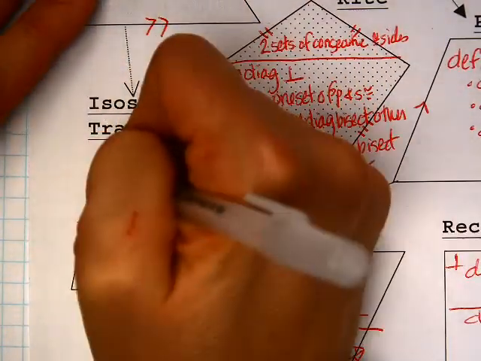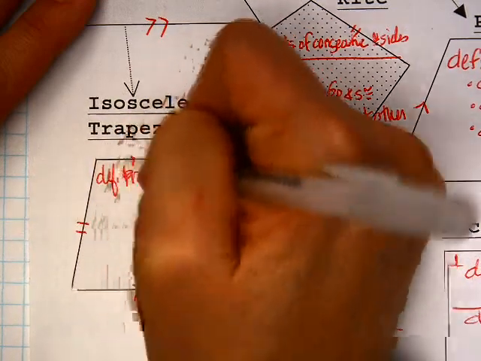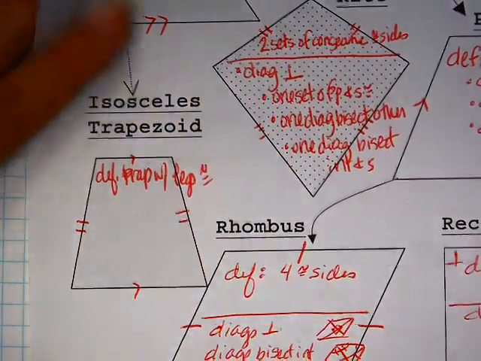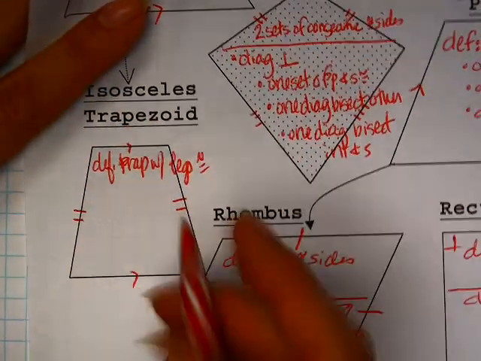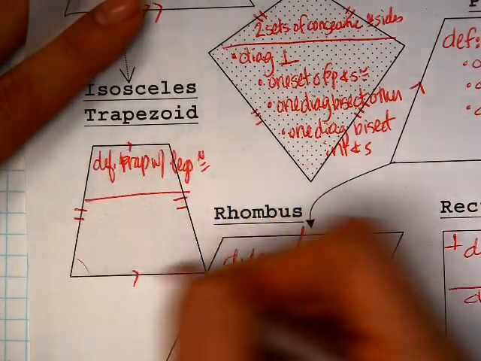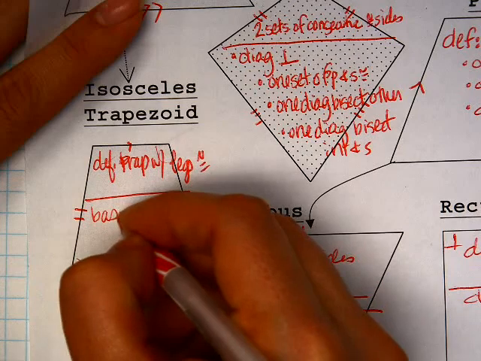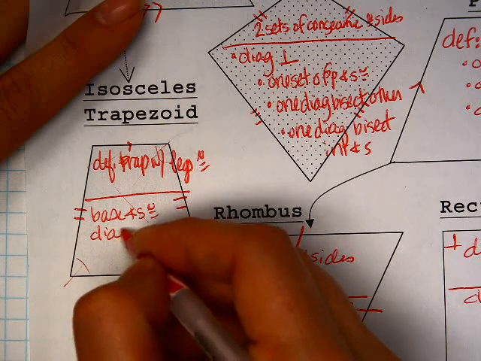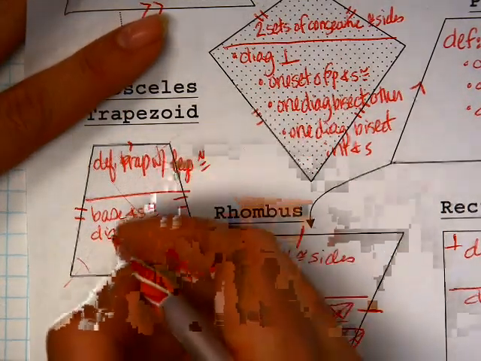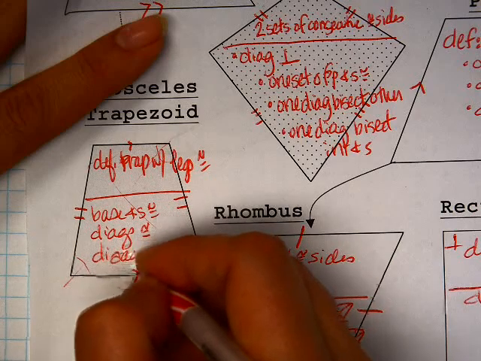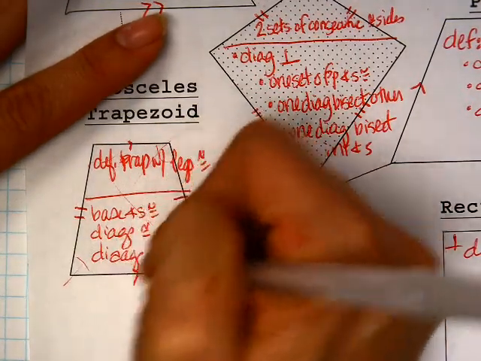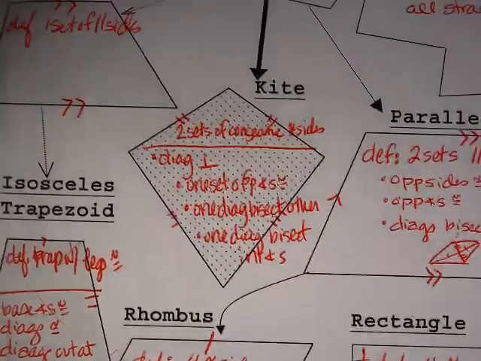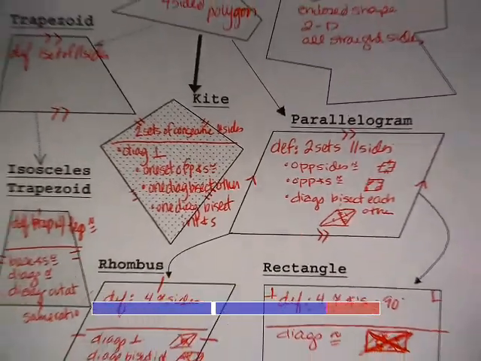So the definition is a trapezoid with the legs that are congruent to each other. So two things we get from this guy here. We get that the base angles are equal, and we also get that the diagonals are congruent, and we get that the diagonals cut at the same ratio. Okay, so that is pretty much all we have for this paper.